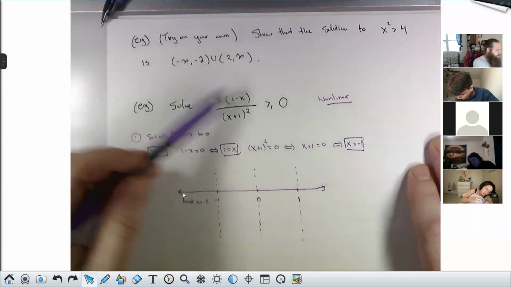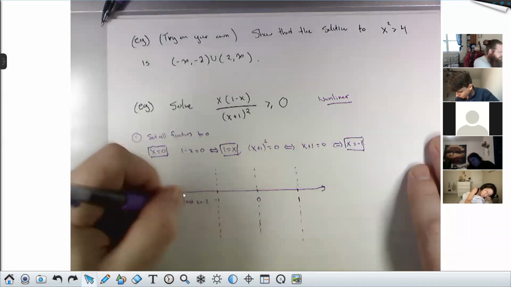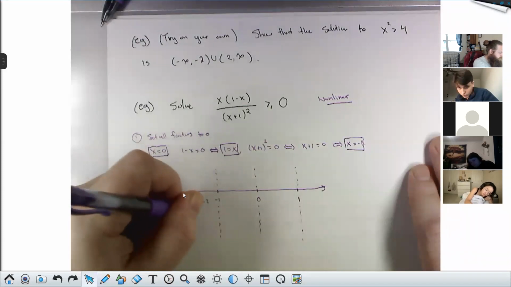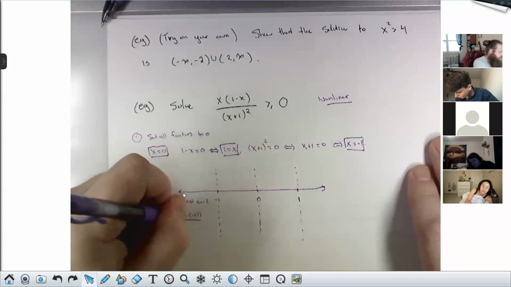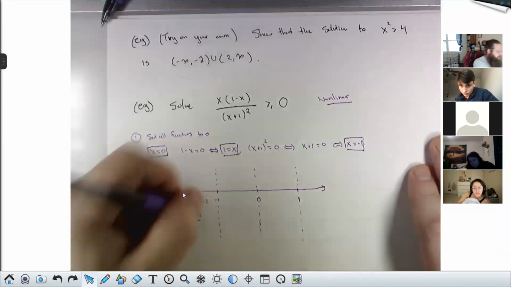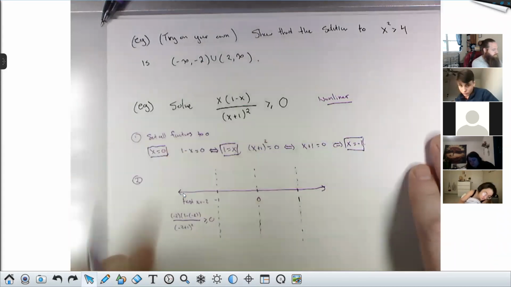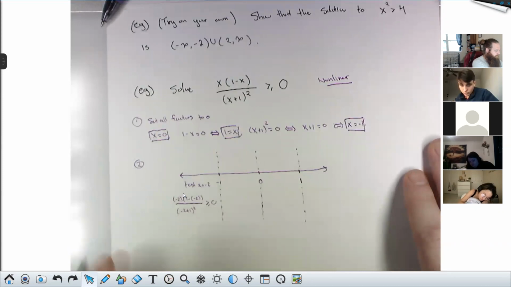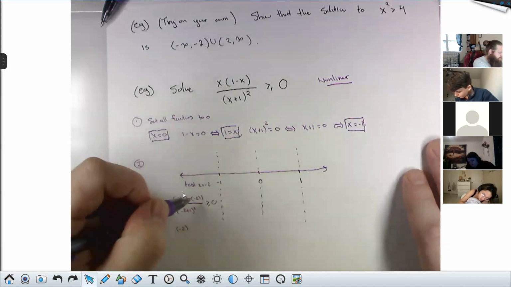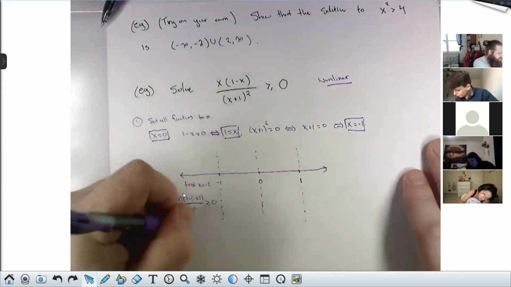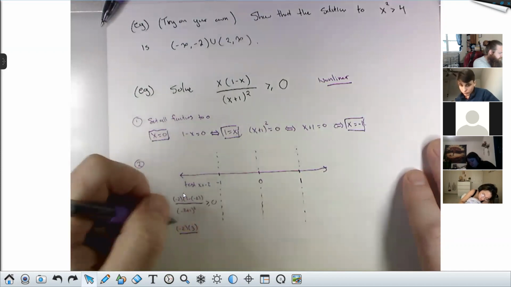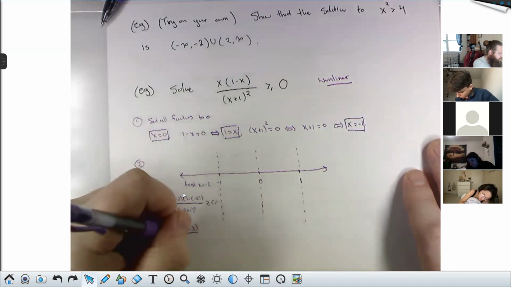If I plug negative 2 into this inequality, let's see what we get. We get negative 2 times 1 minus negative 2 over negative 2 plus 1 all squared. And that's supposed to be greater than or equal to 0. We're going to see if that's true or not. So negative 2 is just negative 2. 1 minus negative 2 is 1 plus 2 is 3. And downstairs I have negative 2 plus 1, which is negative 1 all squared.